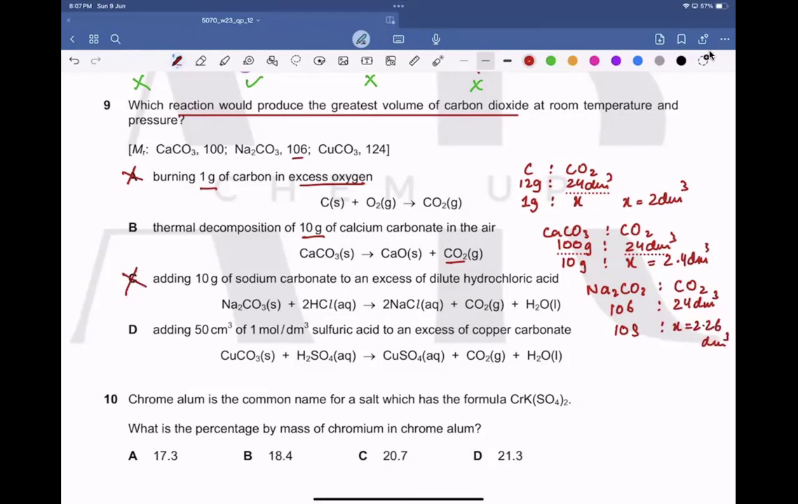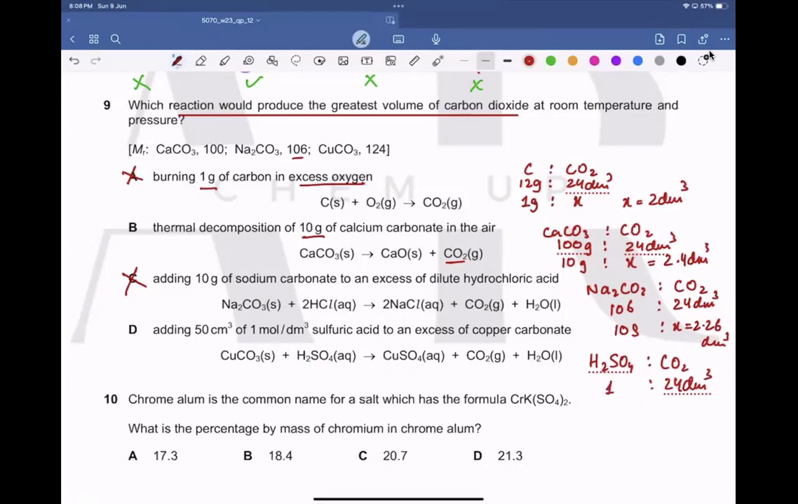Now, in the last part, they have given you the moles of sulfuric acid, right? And concentration. So sulfuric acid is to carbon dioxide. So 1 mole of carbon dioxide is in the equation, which means 24 decimeter cube. In the equation, there is a 1 mole. So 1 mole is producing 24 decimeter cube.